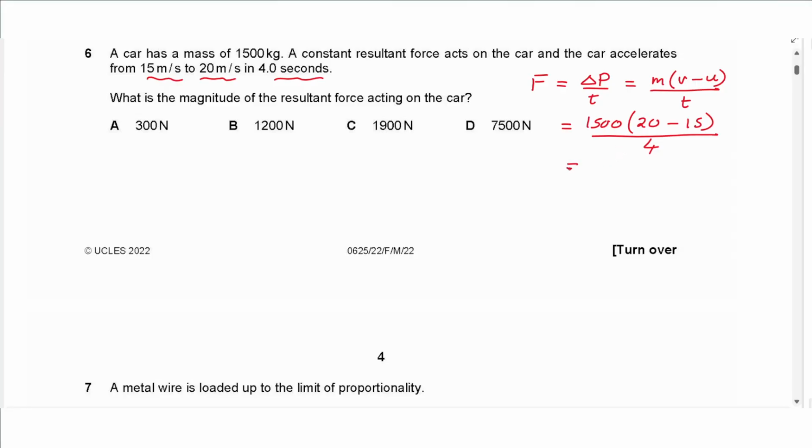That gives an answer of 1,875 newtons. So we can approximate that to 1,900. So the answer is C.